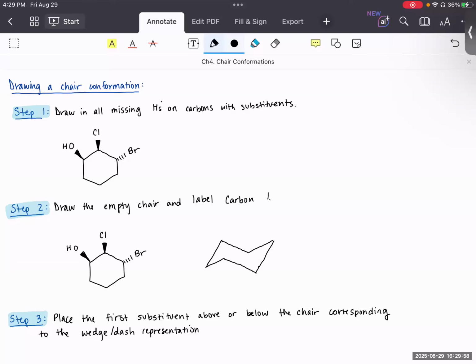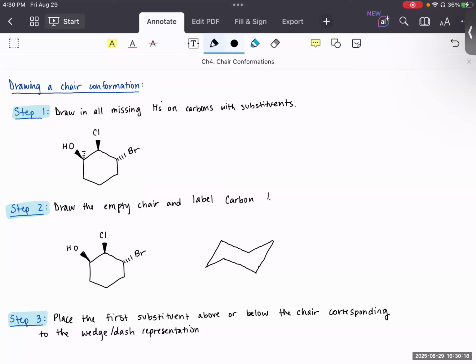This is part 2 of the video series on chair conformations. In this one, we're going to go through how to draw a chair conformation given a skeletal structure. So in step 1, we're first going to look at our skeletal structure, which is shown here, and fill in all of the missing hydrogens on carbons that have substituents. So here we have 3 different atoms that have substituents.